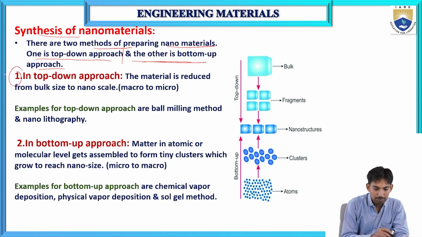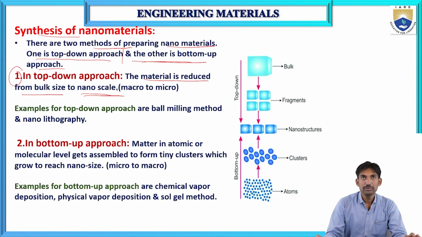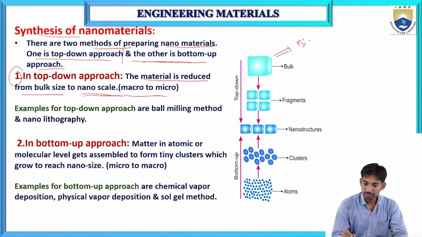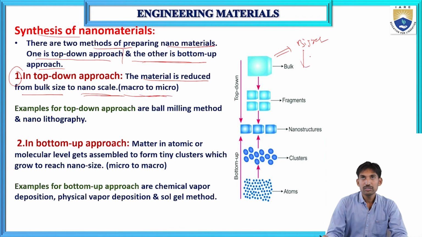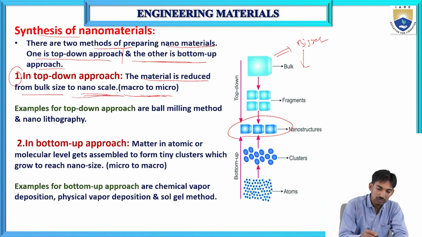In the top-down approach, the material is reduced from bulk size to nanoscale. How do we proceed? We have to convert the bulk, bigger molecule into smaller ones by breaking it down, so that it is converted into nano sized particles or nanostructures. The material is reduced by breaking or some other method from bulk size to nanoscale materials.